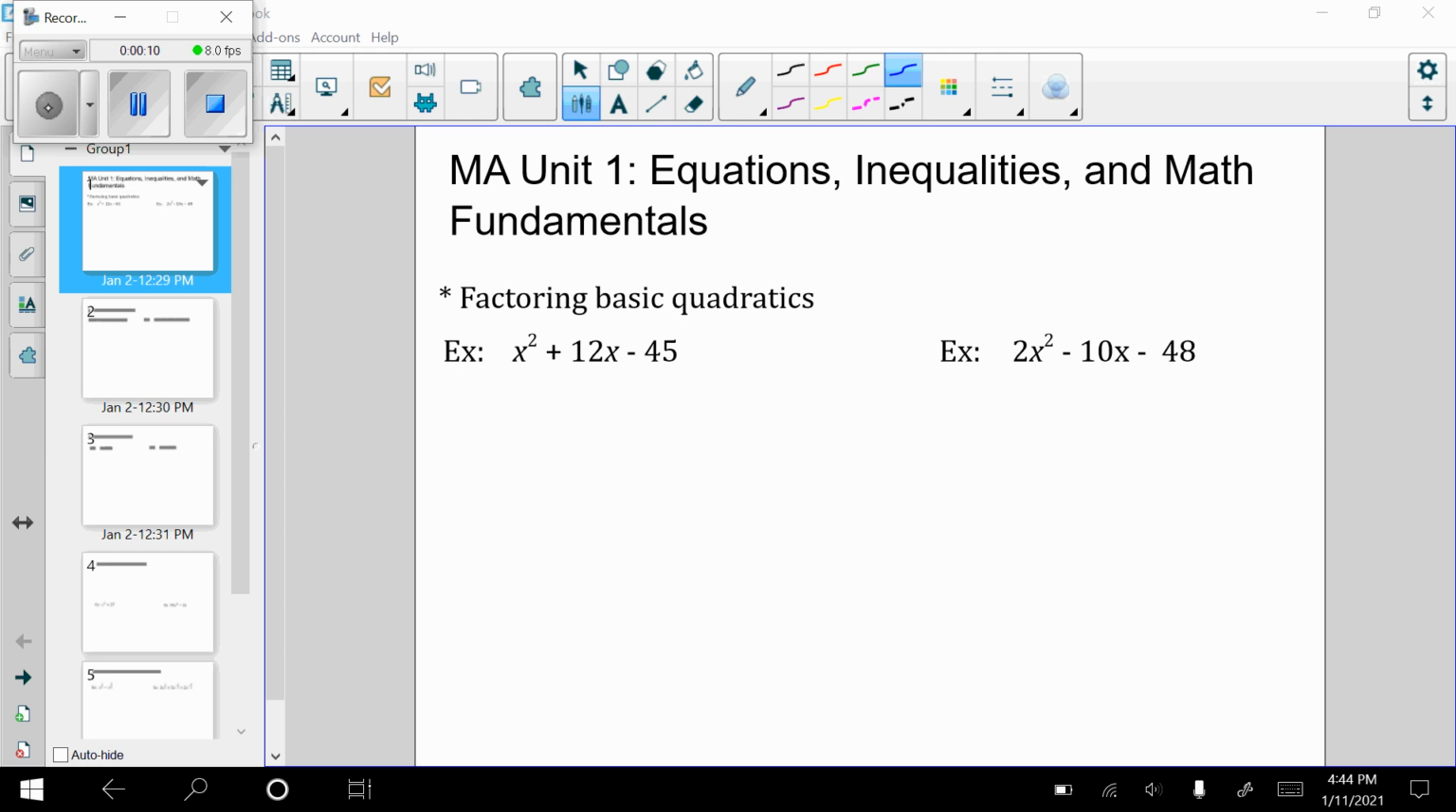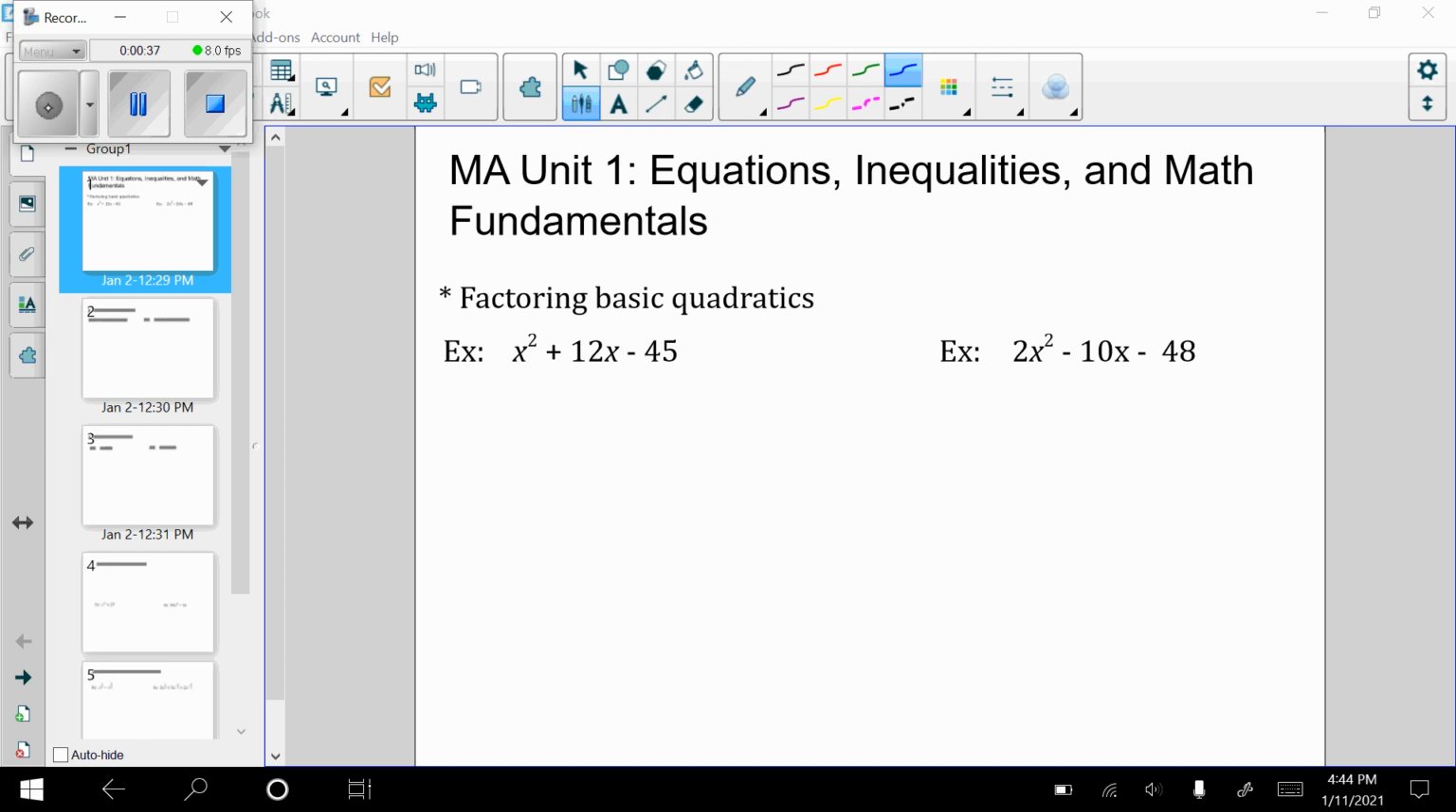All right, so this first unit is all about equations, inequalities, and then some other fundamental math concepts that you're going to need to know for the semester. So some things in this unit you're going to be very familiar with, and then other things we're going to bring you to the next level of those ideas that you already know how to do.